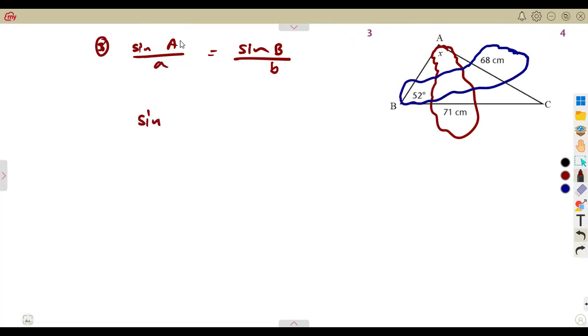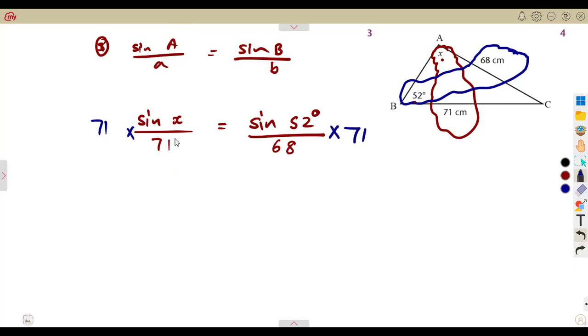So that means the sine of the angle that you want to calculate, which is angle x, over the side corresponding to that, which is 71, is equal to the sine of the other corresponding part that you are given, the sine of 52 degrees, over the opposite side to that, which is 68. Just like the previous case, when dividing, you can simply multiply by what is dividing to remove it. You want to remove the 71, which is dividing, so simply multiply by it. You have removed that. So the sine of x is equal to this whole part that we are seeing.